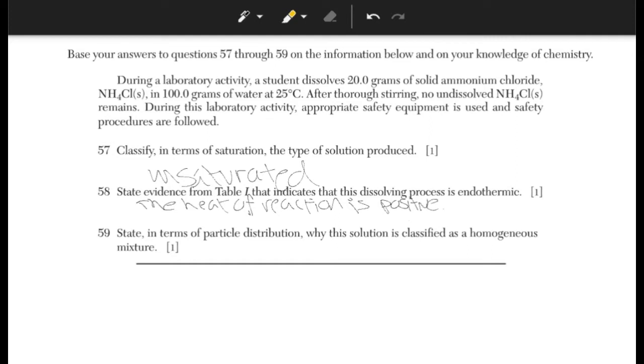State in terms of particle distribution why this solution is classified as a homogeneous mixture. This solution is classified as a homogeneous solution because the particles are evenly distributed, or uniformly distributed. You have to remember that this is a definition of a homogeneous solution, and a heterogeneous solution is a solution where the particle distribution is not uniform.